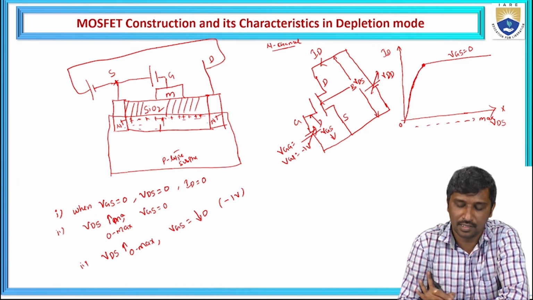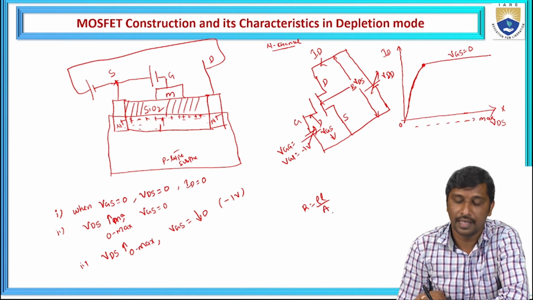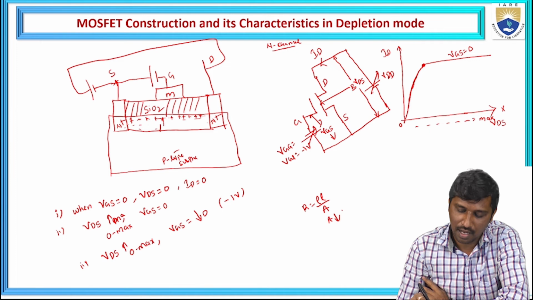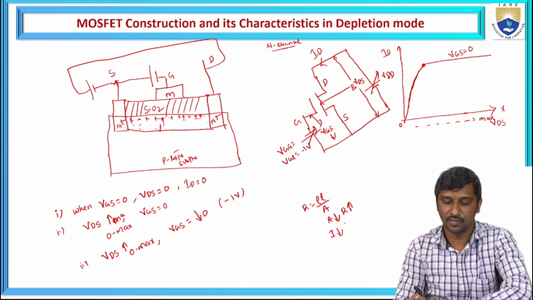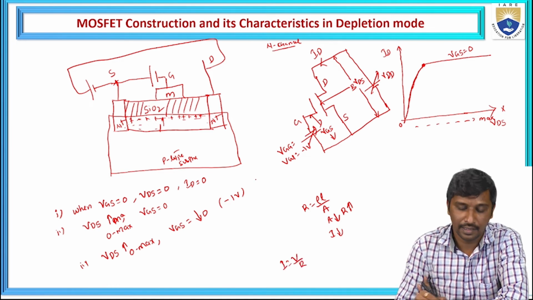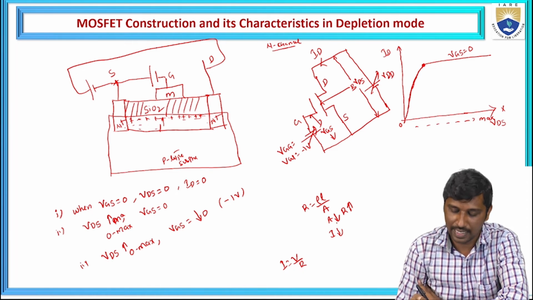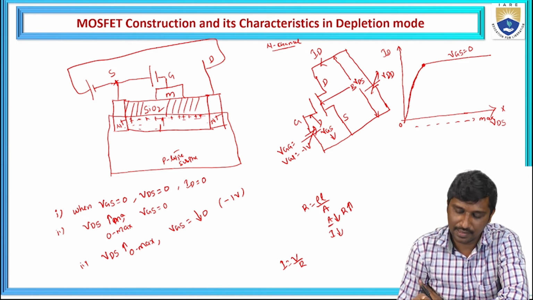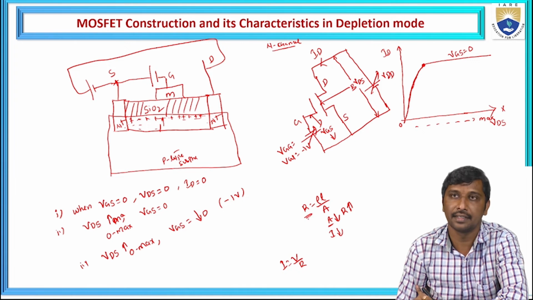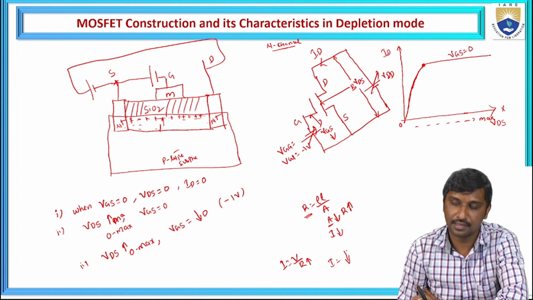If the channel area is reduced, R is equal to rho L by A, so when area is reduced, R increases. If R increases, I decreases, since we know that I is equal to V by R. So when the gate voltage is reduced from 0, the channel area decreases. If the channel area decreases, the resistance of the channel increases. If the resistance of the channel increases, the current decreases.